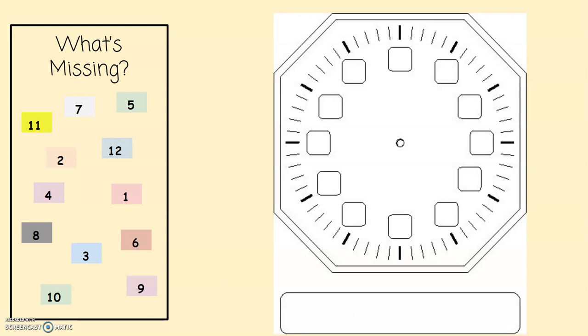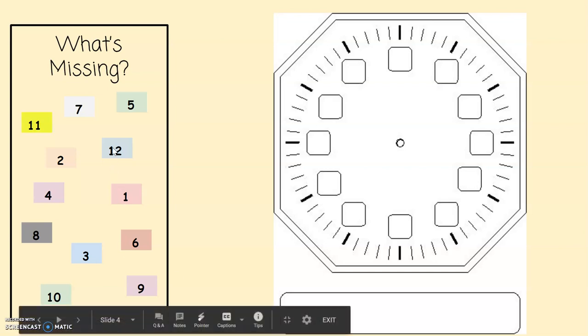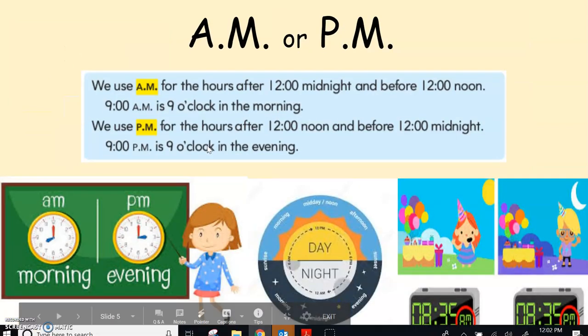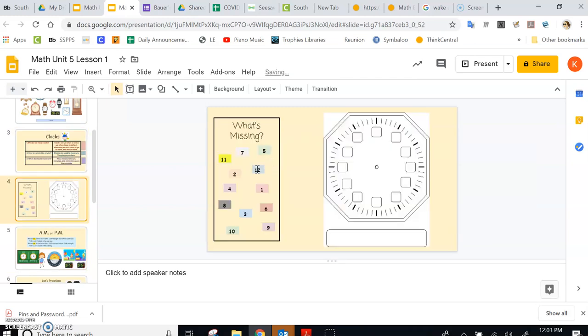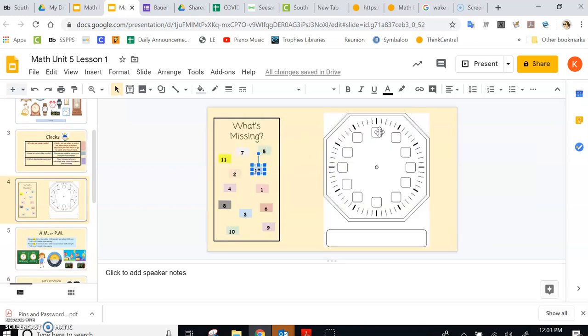I'm sitting by my dog right now. What do you think, Piper? Well, she thinks we need to start with the 12. So I'm going to grab the 12 and I'm going to bring that all the way up to the top. Let's see if I can grab that and bring it on up.